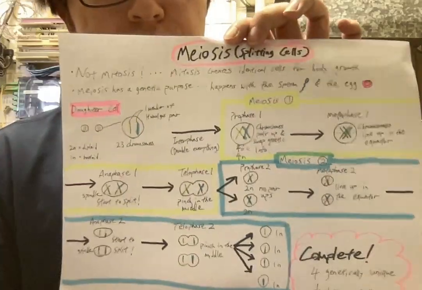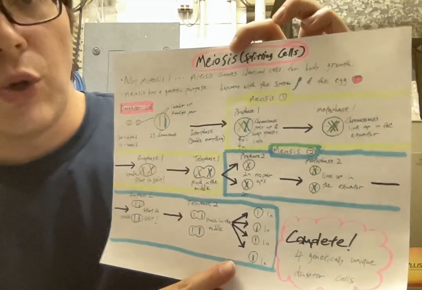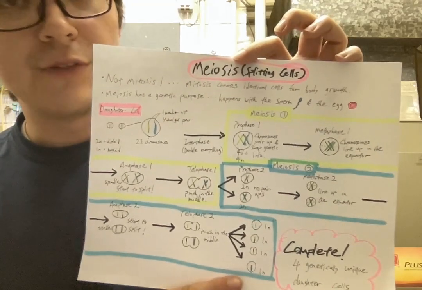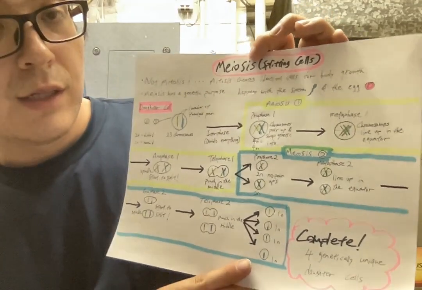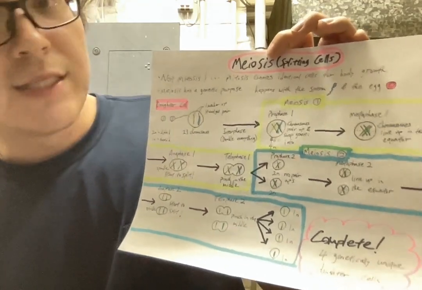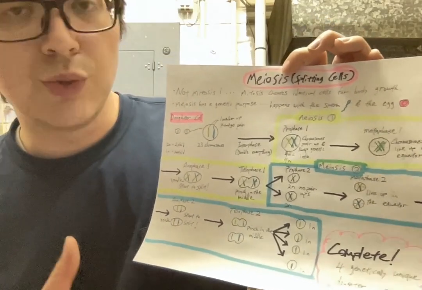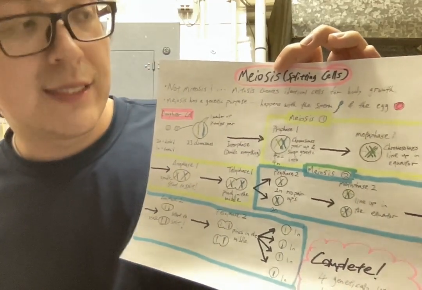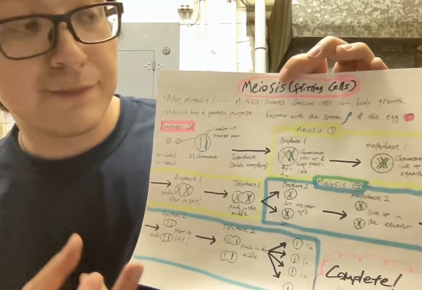Okay, so this is my poster. Today I will be talking about meiosis. Meiosis is, put into simple words, the splitting of cells. Some people confuse this with mitosis, which is probably also common to hear about when talking about cells. It is not mitosis. Mitosis creates identical cells for the body to grow or to regenerate when you get injured. So it is not mitosis. Meiosis has a genetic purpose.